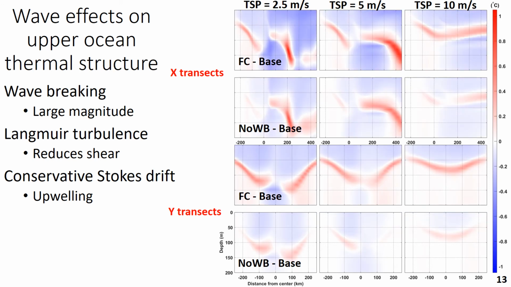Now, there's also big changes to the temperatures. Again, the same vertical transects along the x and the y direction, where the blue is showing the increased cooling due to the wave effects, and the red are warm temperature anomalies. So it's not just this simple uniform cooling everywhere.